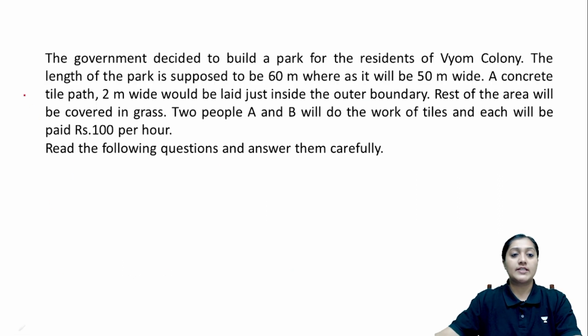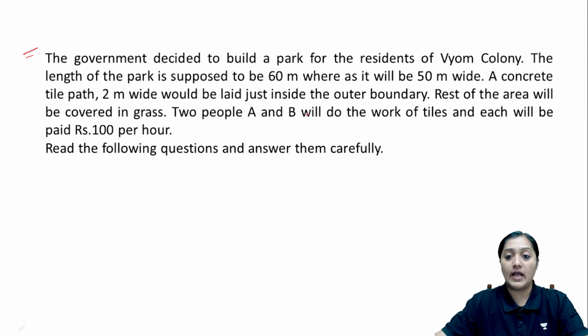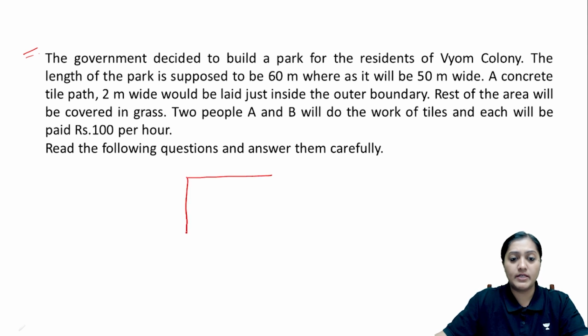The first question says, the government decided to build a park for the residents of Vyom colony. The length of the park is supposed to be 60 meter, whereas it will be 50 meter wide. A concrete tile path 2 meter wide would be laid just inside the outer boundary. Okay, so from this I can understand that the government, you know, if you would have seen the colonies, which are new colonies which are planned, they do have a park. Yes, that's the necessity, of course. So they do have a park.